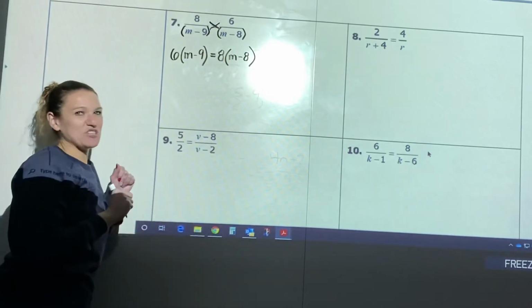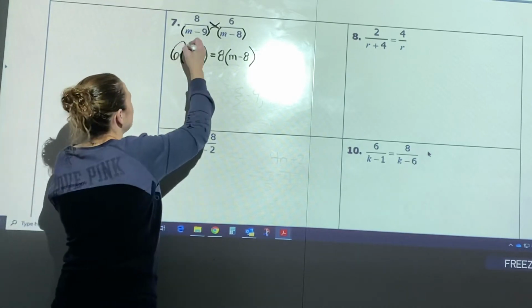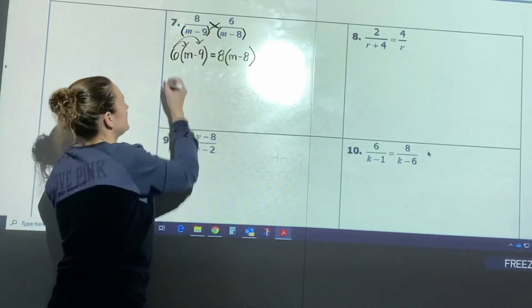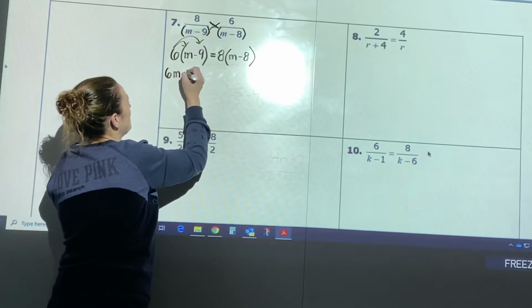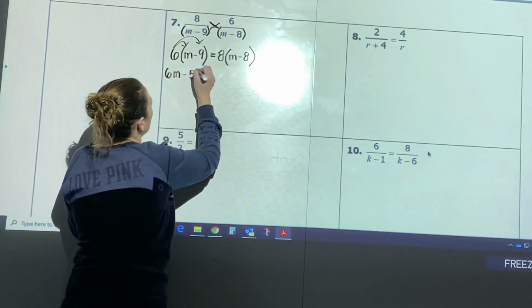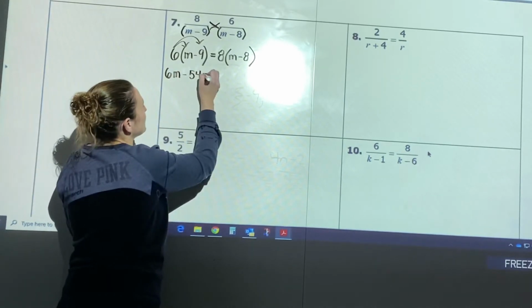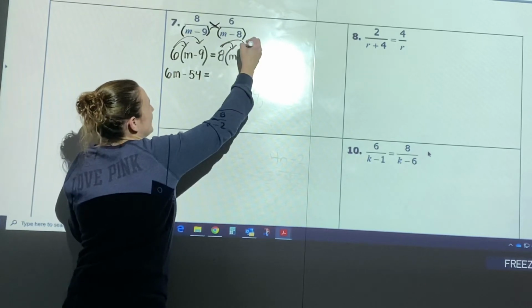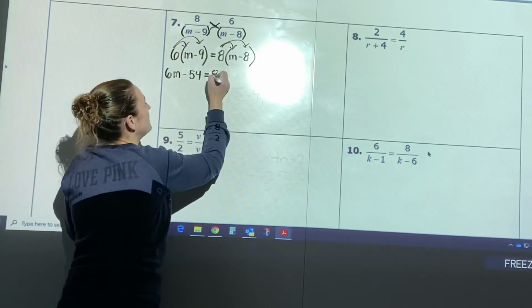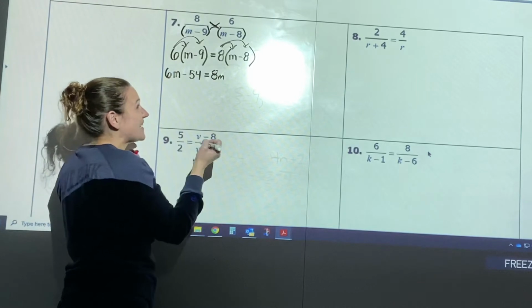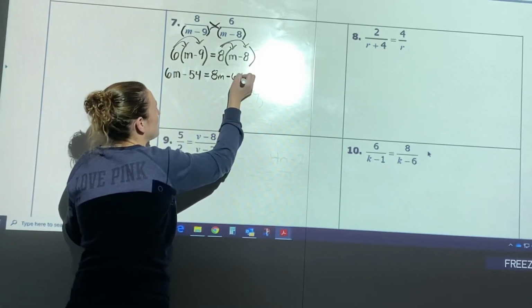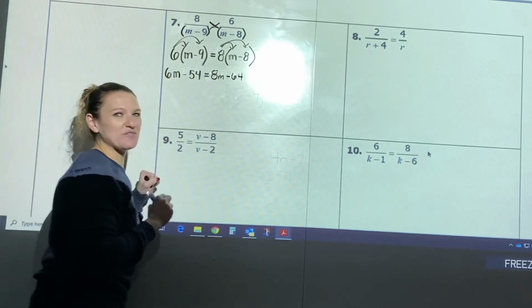All right, I see some distribution on both sides. So I'm going to distribute my 6, giving me 6m minus 54. Bring down your equal sign. 8 times m gives me 8m. And 8 times -8 gives me -64. All right, looking good so far.